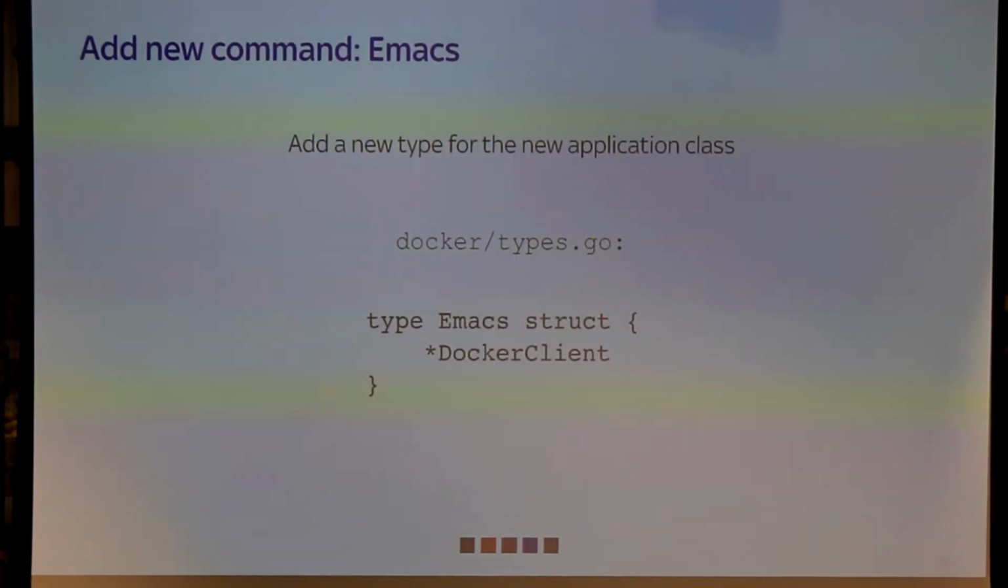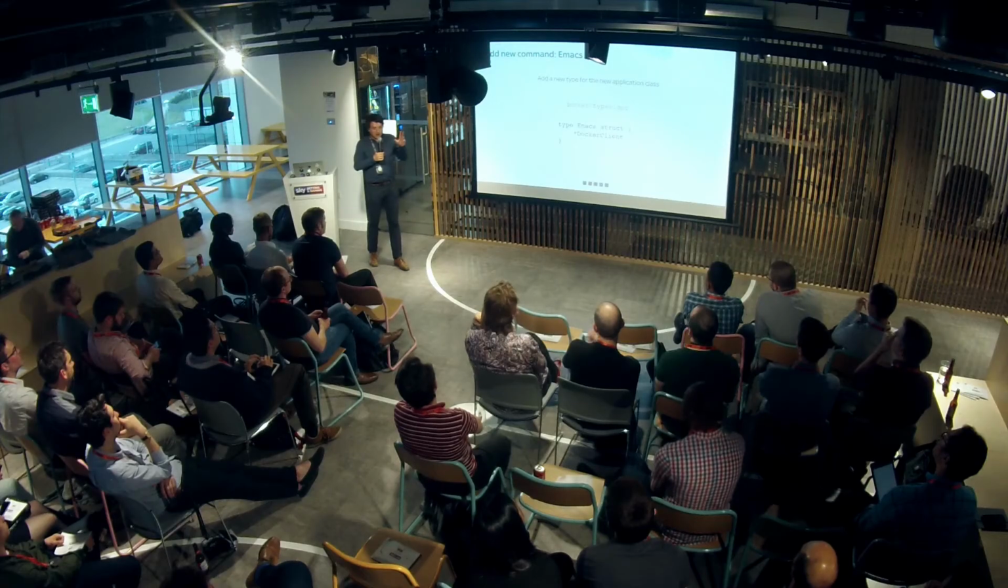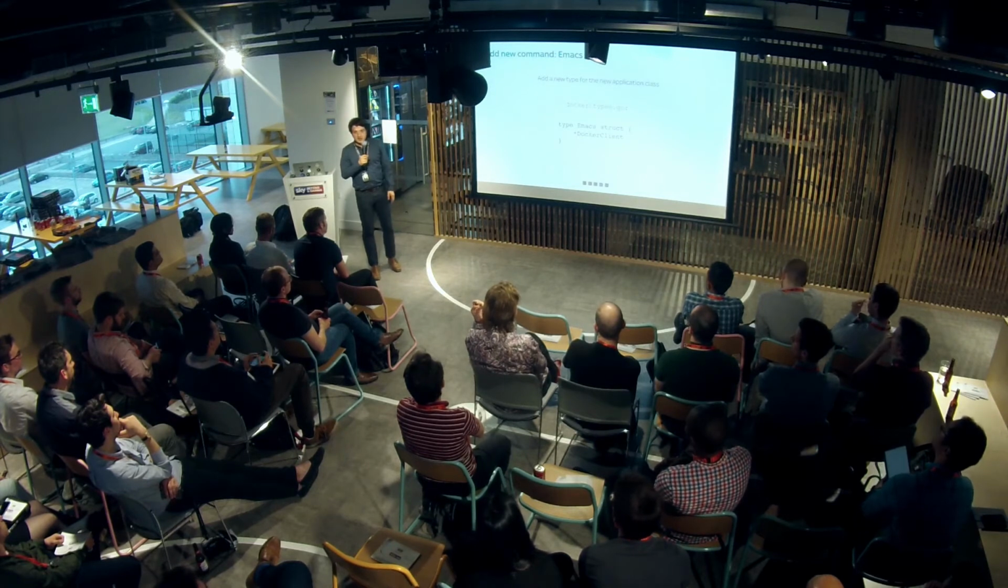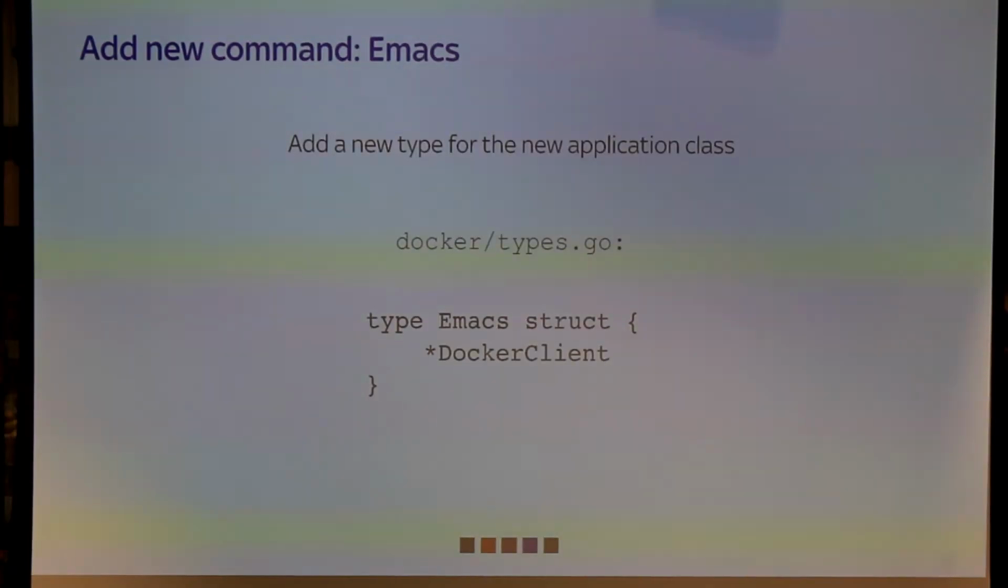So the first thing that we're going to do, I'm going to look at the code, just to explain what I'm going to do first. There's 3 files that I need to add to my application. Someone has asked me to distribute Emacs with this tool for some reason. They need a consistent version of Emacs. I don't know why, but hey, customer's always right. So I'm going to add a type for this type of application class. It's just a Go struct that contains a single Docker API.